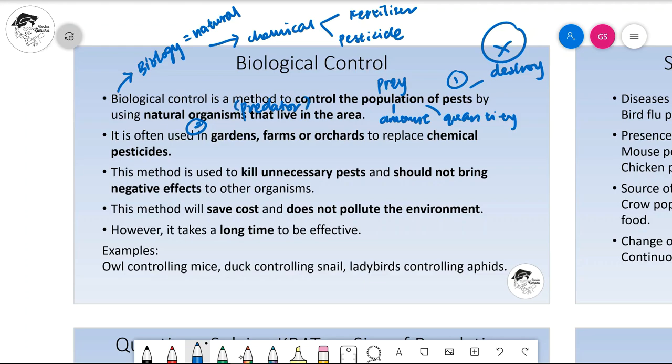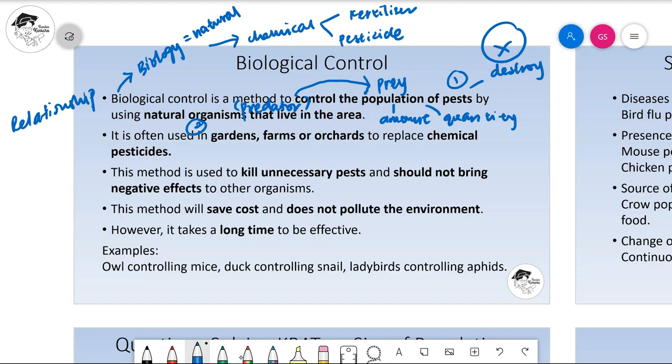Meaning predators. Why? Because we know that when there is a predator and there is prey, naturally, through the prey-predator relationship, the predator will go and eat the prey. In the end of the day, the prey will disappear because the predator will eat all the prey. So it is often used in gardens, farms or orchards, which means you are planting either padi, palm oil, durian, kelapa, or what else? Orchards, that means any kind of fruits also can.